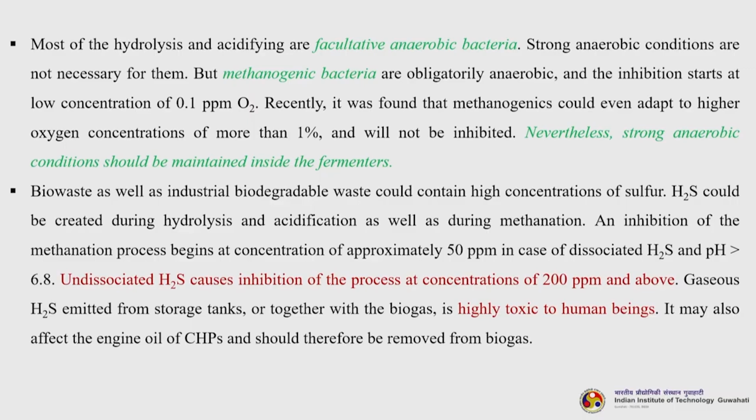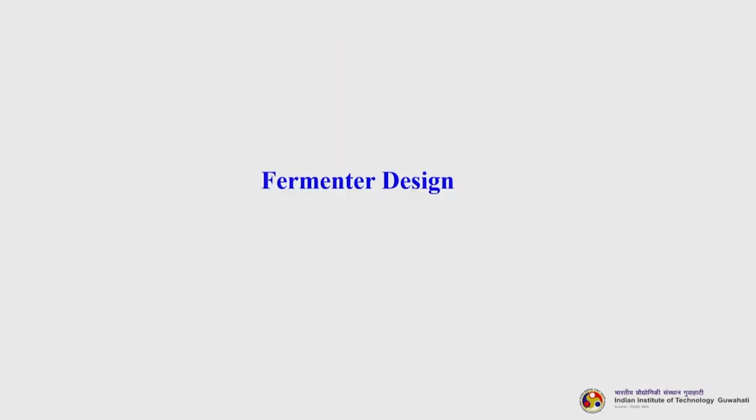Then bio waste as well as industrial biodegradable waste could contain high concentrations of sulfur. Hydrogen sulfide could be created during hydrolysis and acidification as well as during methanation. An inhibition of the methanation process begins at a concentration of approximately 50 ppm in case of dissociated hydrogen sulfide and a pH greater than 6.8. Now, undissociated hydrogen sulfide causes inhibition of the process at concentrations of 200 ppm and above. Gaseous hydrogen sulfide emitted from storage tanks or together with the biogas is highly toxic to human beings, that is another problem. It may also affect the engine oil of the CHPs and should therefore be removed from the biogas process plants.